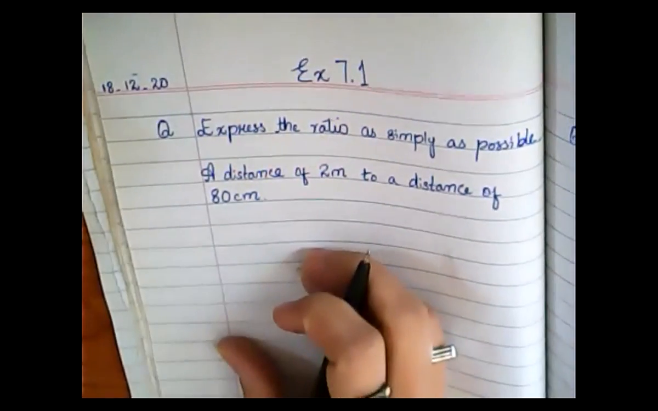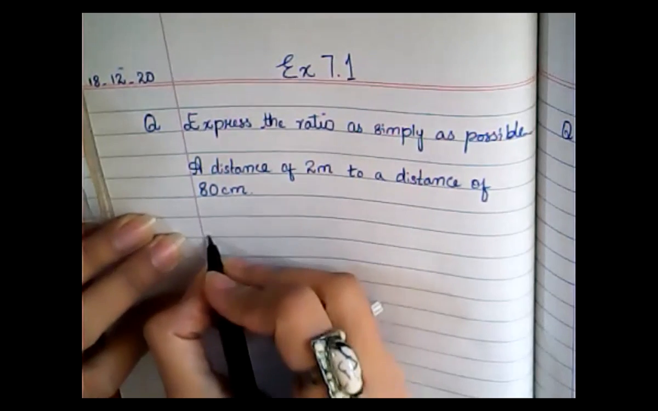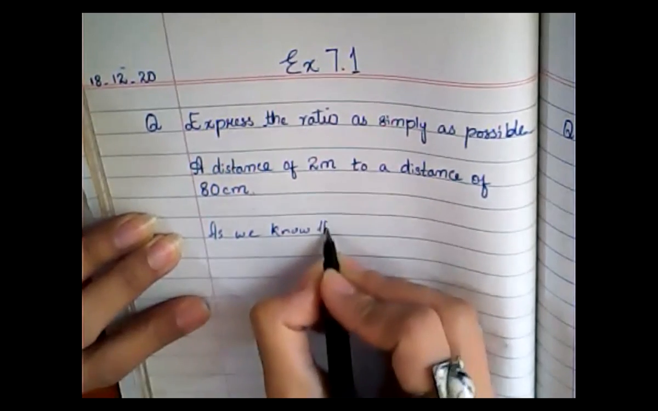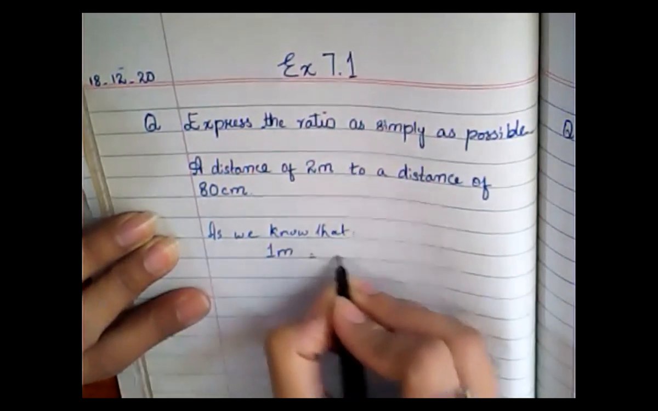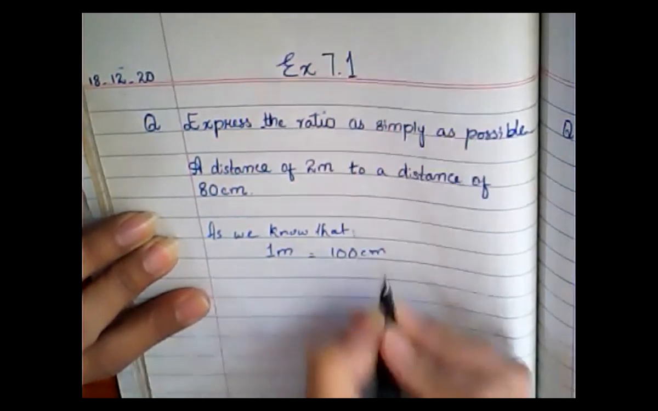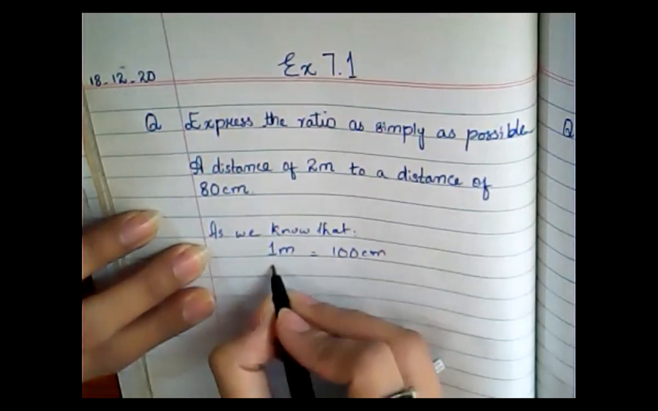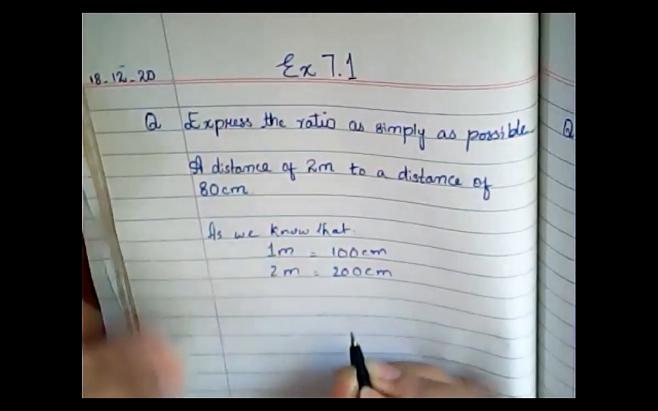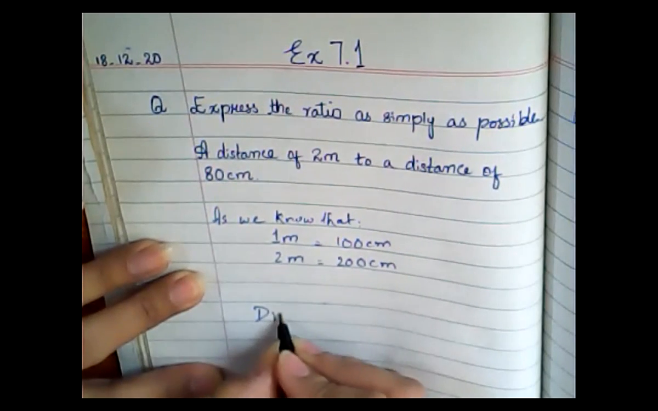So first what we can do here, students, first we can write that as we know that 1 meter is equals to 100 centimeter. In this question we require 2 meter, so 2 meter will be equal to 200 centimeter. Okay, so now we can compare distance.